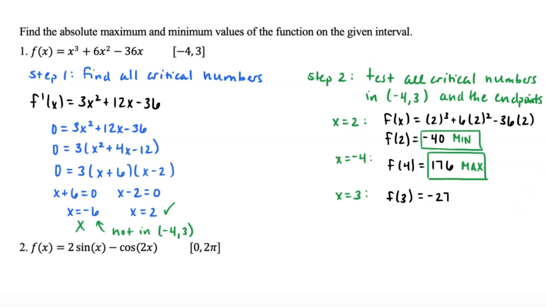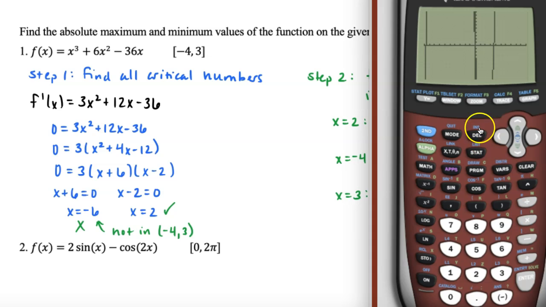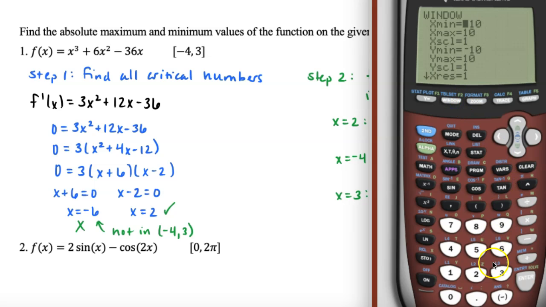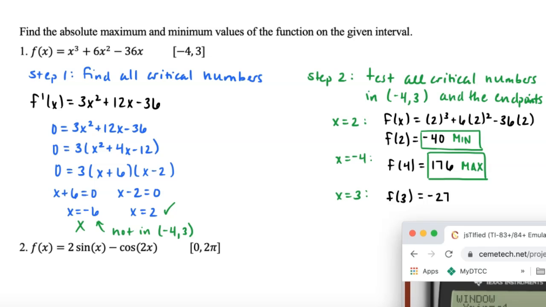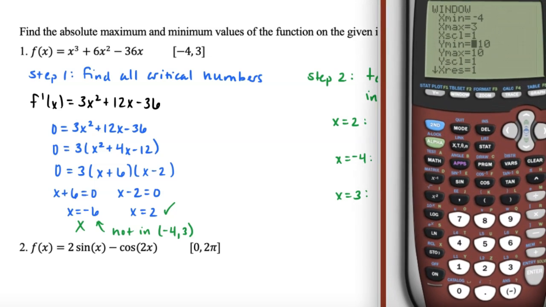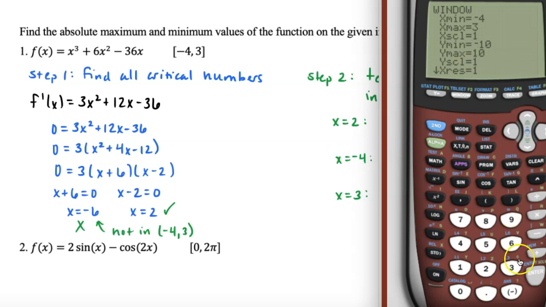And I can also check this in the graph of my calculator just to be sure. So this is me going to a standard window. So this is a standard window with that function. And it's a little bit difficult to see, but what I'm looking for is the window that only includes x values from negative 4 to 3. So I'm going to adjust my window as x goes from negative 4 to 3. And then my y scale, so I've actually got my y min and y max. So I should see that y goes from negative 40 to 176.